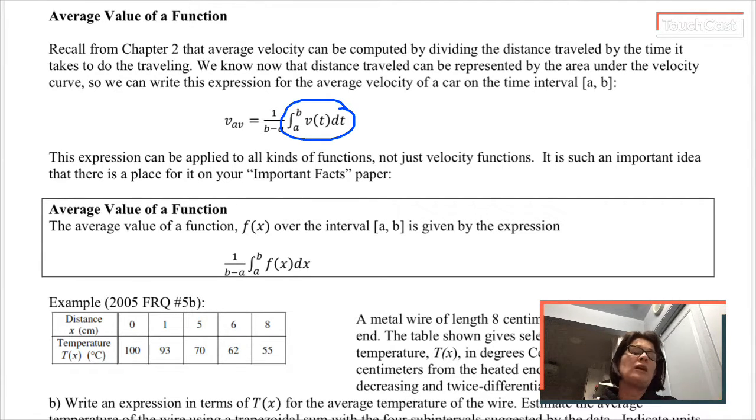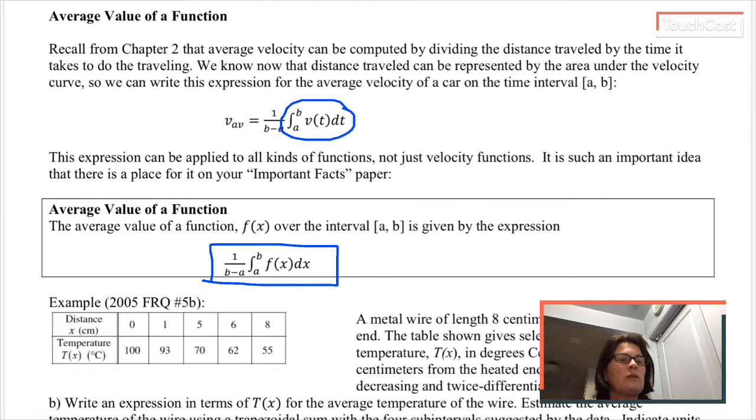So I can write average velocity as 1 over b minus a times the integral from a to b of the velocity function. It turns out that this kind of idea, the average value of a function, doesn't just apply to velocity functions. We're going to use it on all kinds of different functions to talk about the average value of a function. So you're going to want to know this by heart, and there's a place for it on your important facts paper. The average value of a function f over the interval a to b is 1 over b minus a times the integral from a to b of f.